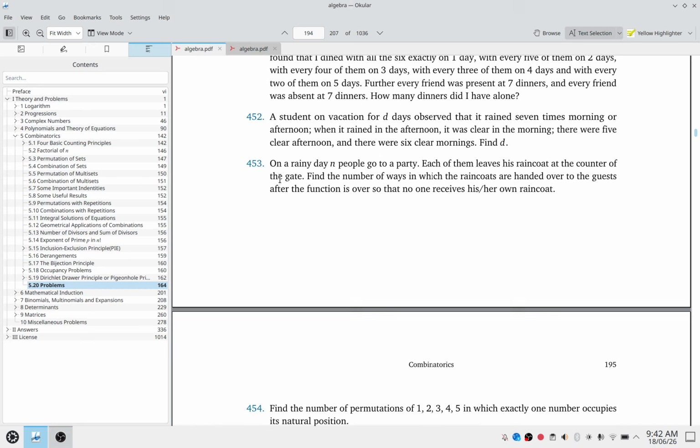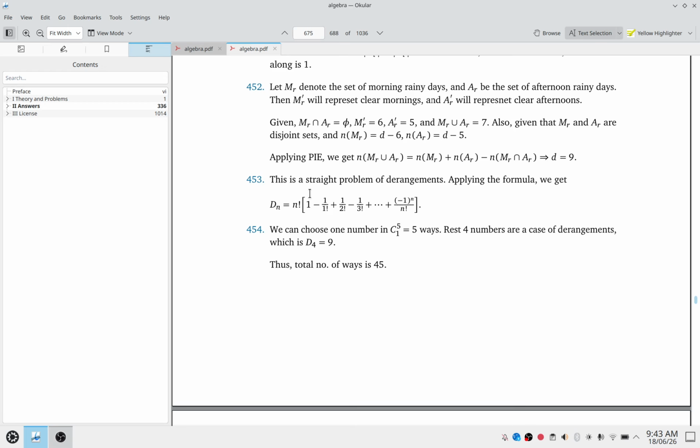Question 456 says that on a rainy day, n people go to a party. Each of them leaves his raincoat at the counter of the gate. Find the number of ways in which the raincoats are handed over to guests after the function is over so that no one receives his or her own raincoat. So, straight up a problem of derangements: you put in the formula and there is your answer.